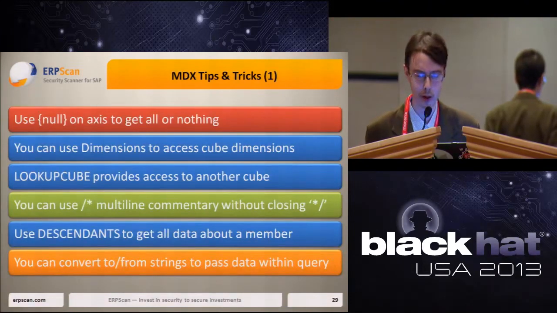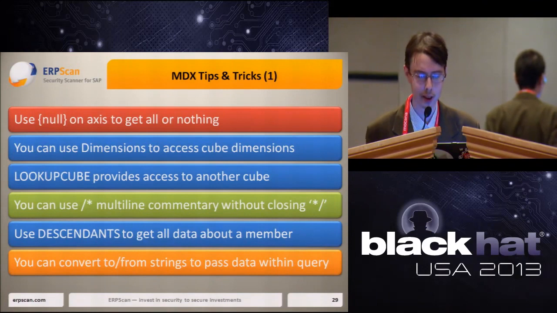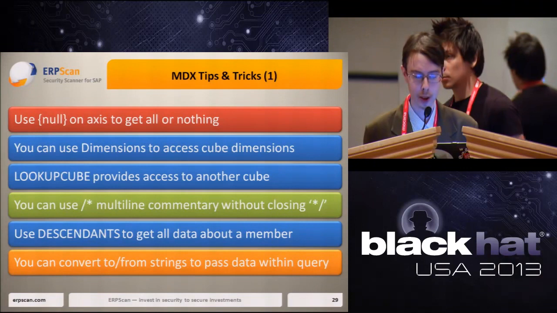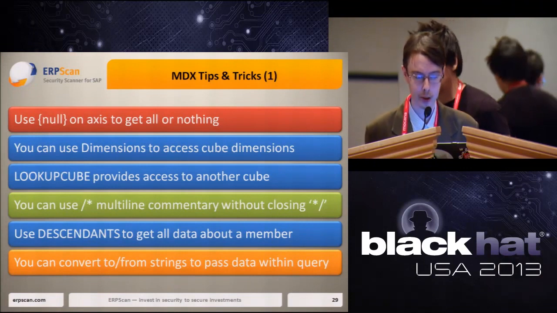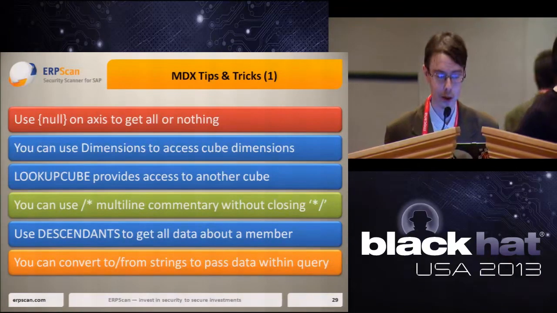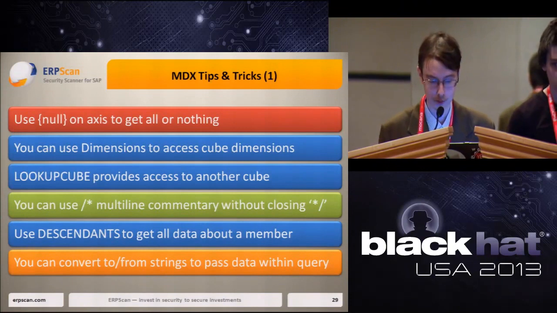Let's talk about some cool features of MDX that will help us in the process of injecting queries. First, as in many SQL dialects, you can start a multi-line comment with slash and asterisk, and you don't need to end it with asterisk slash. Also, you can use the dimensions keyword to access cube dimensions, and the lookup cube keyword provides access to another cube. The descendants keyword helps you get all data about and around a member. And if you need to pass data between queries and sub-queries through a different part of the query, you can use string functions such as set to str or str to set, and others, to convert members and objects to strings and from strings.